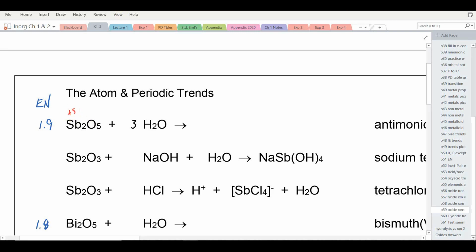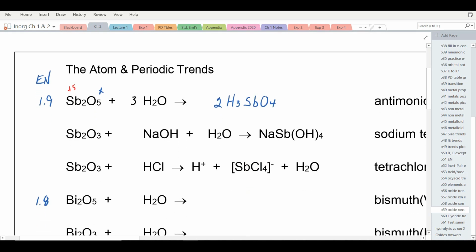Like arsenic acid or phosphoric acid, it would be H3SbO4, oxidation state plus 5. We'll need 2 antimonies. We need 6 hydrogens, we have that. We need 8 oxygens, and we have that. I'm not going to hold you responsible for that. It's kind of an odd duck.